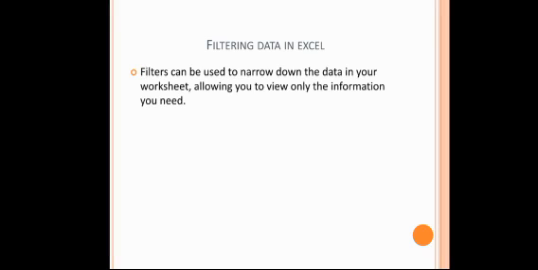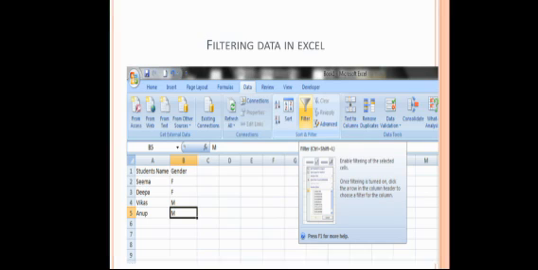Now what is filtering? Filtering means to have the desired content and temporarily hide the undesirable content. Filter can be used to narrow down the data in your worksheet, allowing you to view only the information you need and hide the rest of the data temporarily. When you remove the filter, then the data will be displayed again. How will you perform a filter?